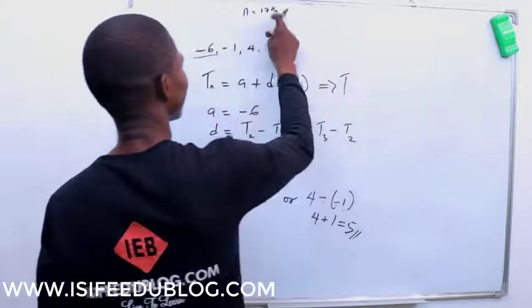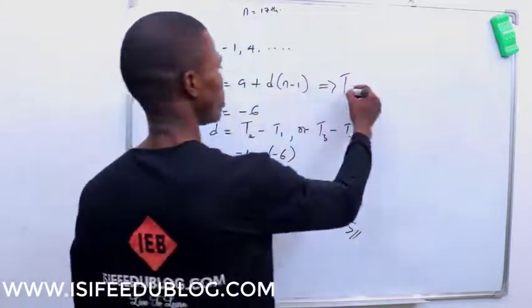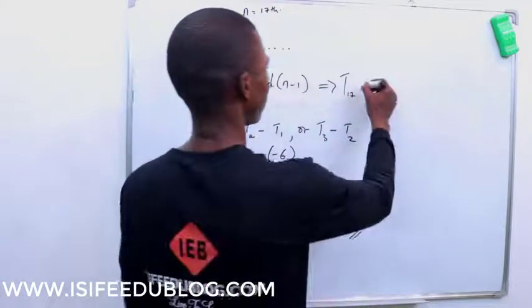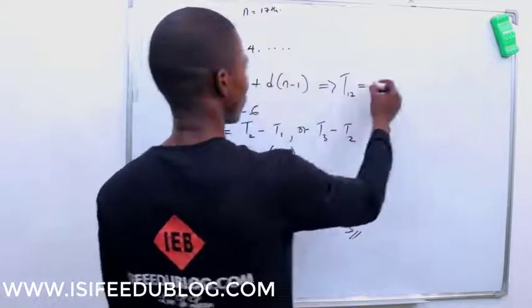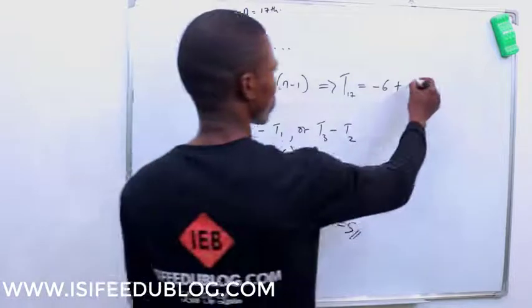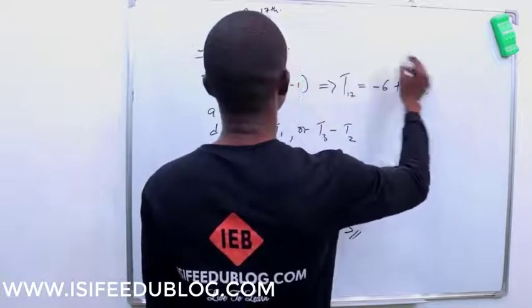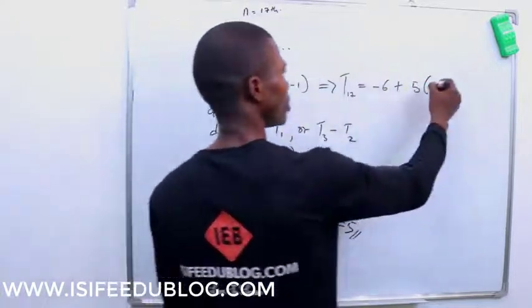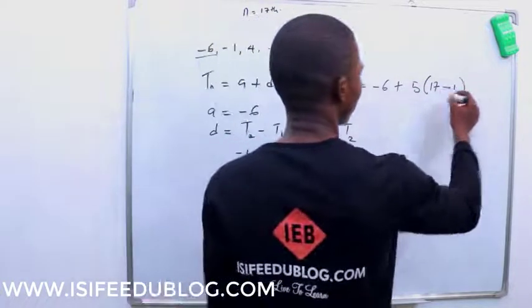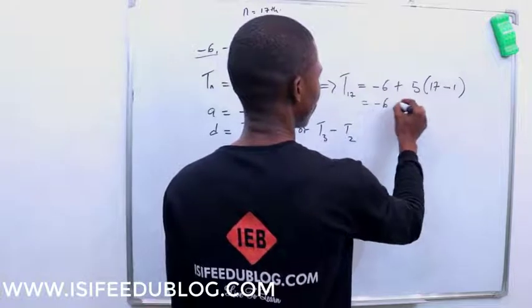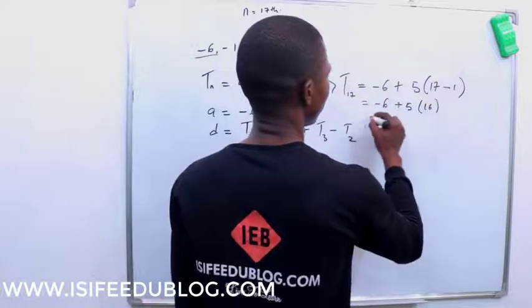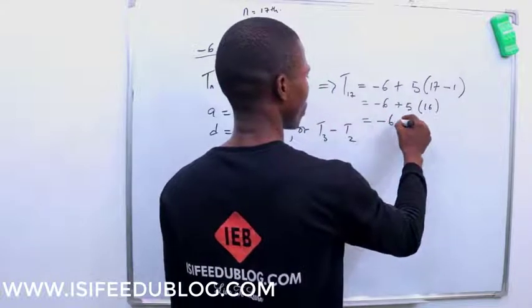This is the 17th term. It replaces the n. That is T17. It shows that we are finding the 17th term, which is equal to our a is minus 6 plus our d is 5, in bracket, our n is 17, the number we are looking for, minus 1. So if you solve, you get minus 6 plus 5 into 16.